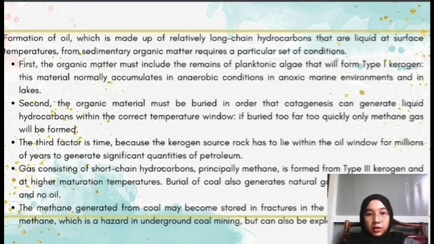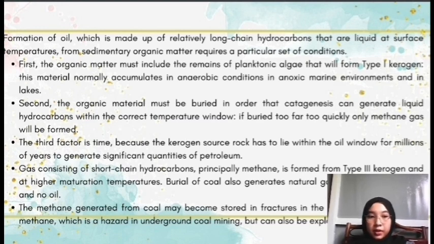Gas, consisting of short-chain hydrocarbons, principally methane, is formed from type 3 kerogen at high maturation temperature. The methane generated from coal may become stored in fractures in the coal, known as coal bed methane, which is a hazard in underground coal mining but can also be exploited.